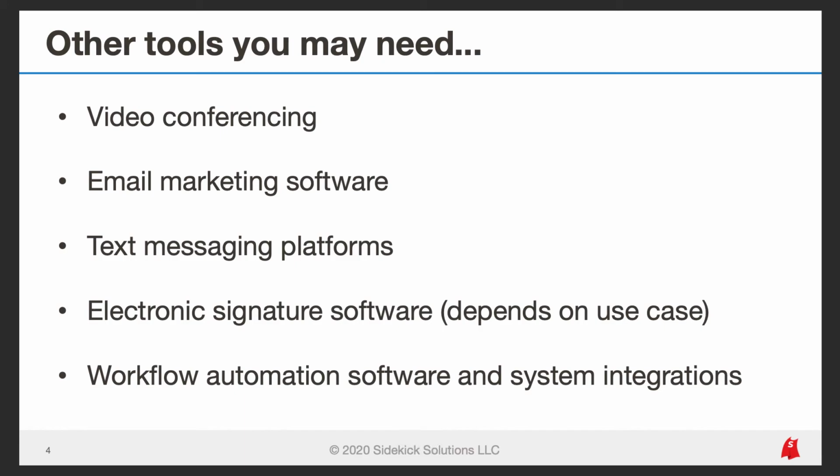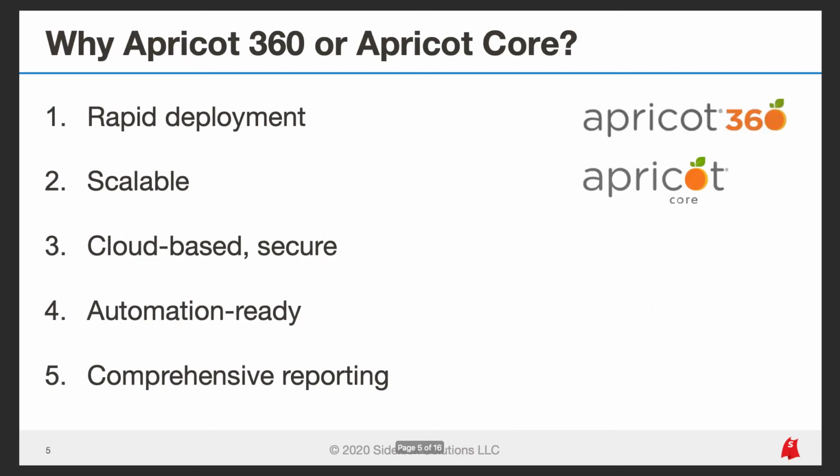Now, this presentation won't cover the full stack of technology you may need to work remotely. Additional tools may include video conferencing, company-hosted text messaging services, and potentially document e-signature services. With that said, Apricot does cover a wide range of use cases to address remote work and virtual client services. Before we dive into those use cases, why is Apricot such a strong platform in this context?